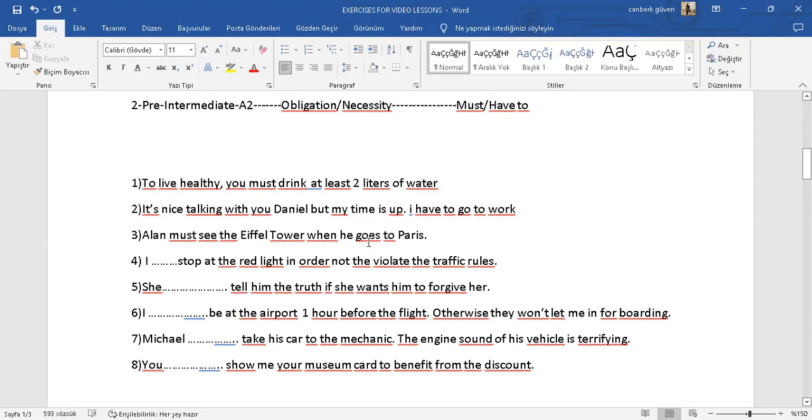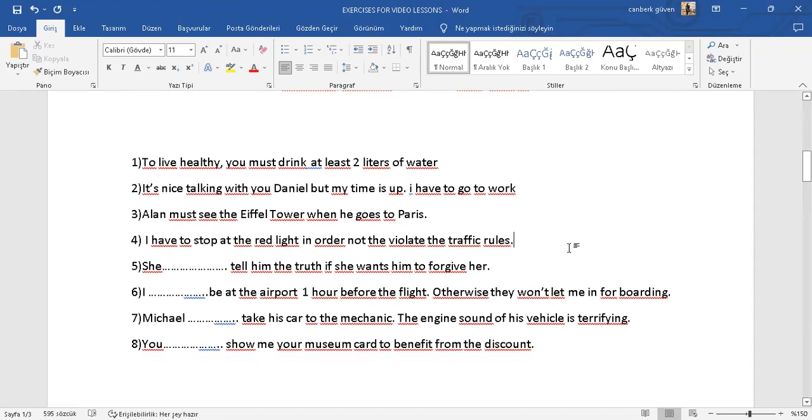Next, four. I blah blah stop at the red light in order not to violate the traffic rules. Yes, what I told you: when you see rules, have to should come to your mind. Have to, because if you violate the traffic rules, you will face some penalty, right? From the police or from the state.